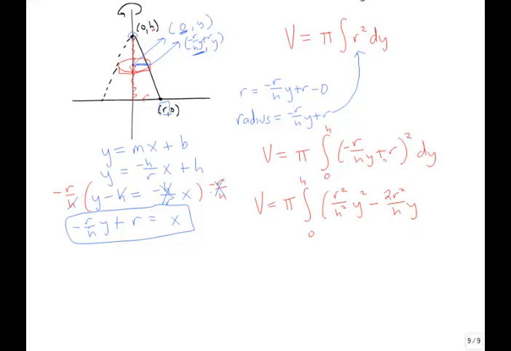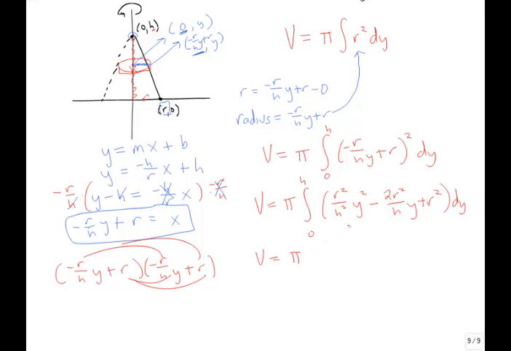And then finally, if I FOIL this out, I'm going to get an r times an r, which is an r squared. Now if I did that too quickly, all I'm doing is negative r over h y plus r times itself, and then I'm just using FOIL. So we're doing this, this, this, and that's how I get these three terms. Okay? Now let's go ahead and integrate.